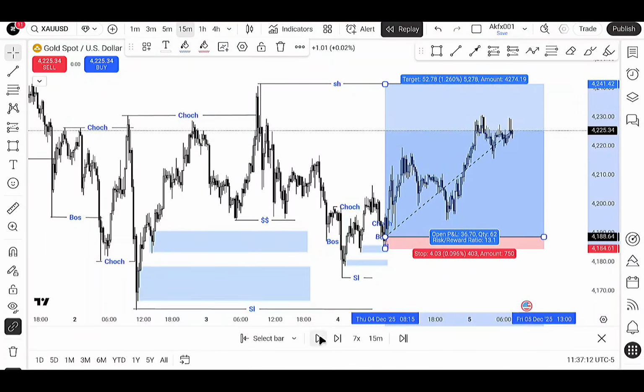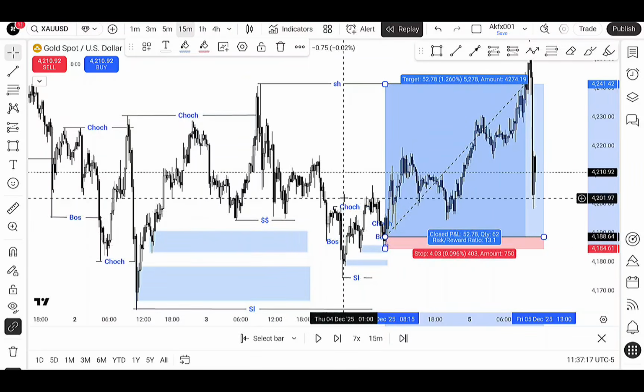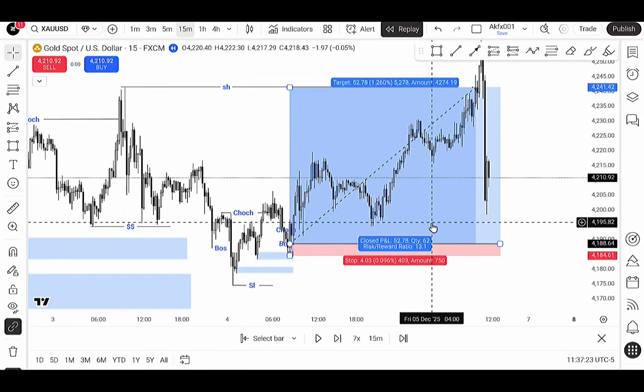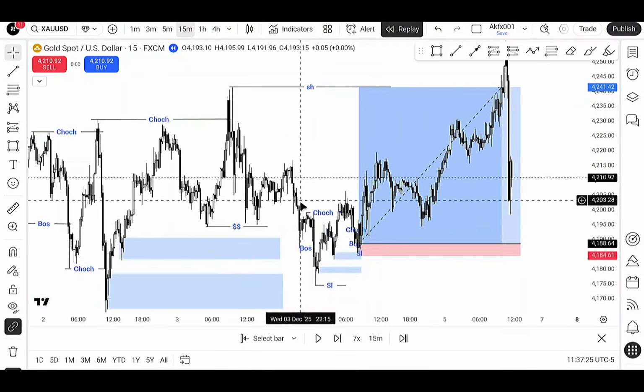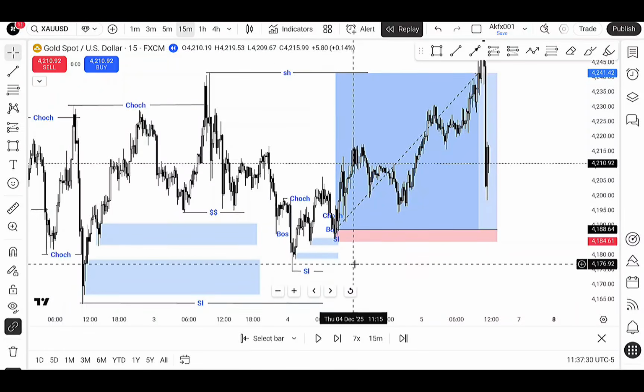Good. You see it, right? Simple. Now, everything I have done here, carry all this in, go to your trading view, replicate the same thing, and try to get better. Okay? Learn this SMC strategy.